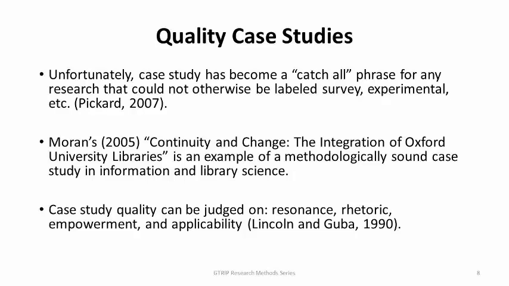However, there are methodologically sound case studies that have been used successfully within the context of information science and library science. For example, Barbara Moran's 2005 case study on the integration and centralization of Oxford University's libraries is a good example of the case study method in information and library science. Moran conducted a longitudinal case study at Oxford over the period of 7 years using interviews and document analysis as her primary forms of data collection.